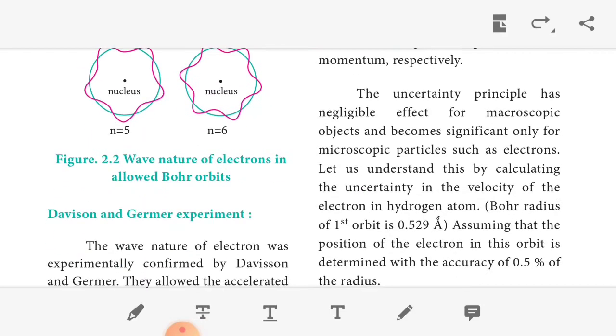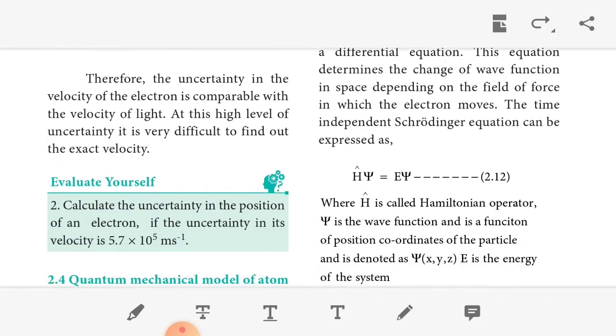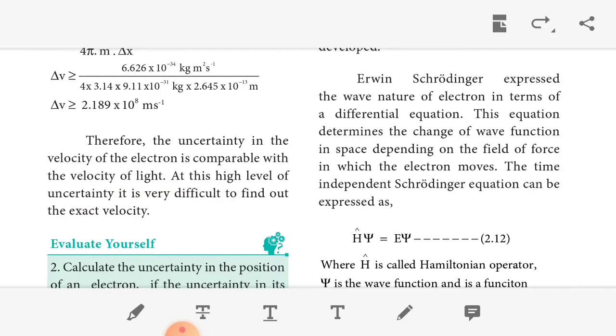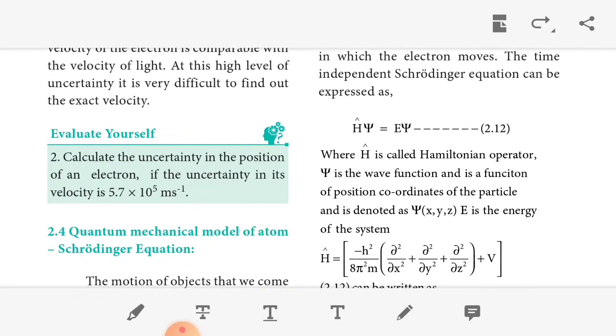The next question, the Schrödinger equation. It may be asked frequently. The time independent Schrödinger equation: Erwin Schrödinger expressed the wave nature of electrons in terms of a differential equation. This equation determines the change of the wave function in space depending on the field of force in which the electron moves. The time independent Schrödinger equation can be expressed as H psi equal to E psi. This is a very important question. It may be asked frequently in the public exam.